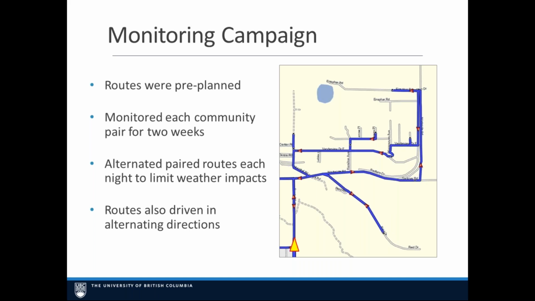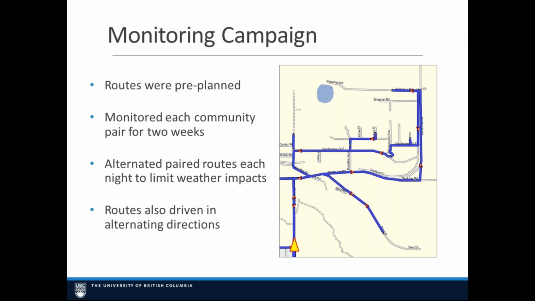So in terms of the monitoring campaign itself, routes were first pre-planned with some community feedback, and then I had a GPS device giving me directions throughout the monitoring, so then it was easy to repeat the routes exactly. Each community pair was monitored for 2 weeks over January and February 2017, with monitoring runs performed each night to target the times when wood smoke is expected to be the main PM2.5 source.